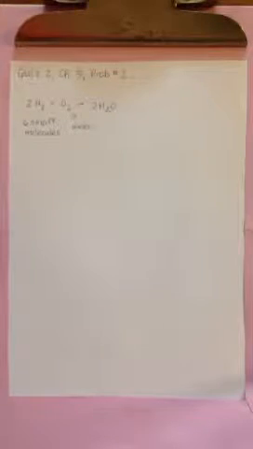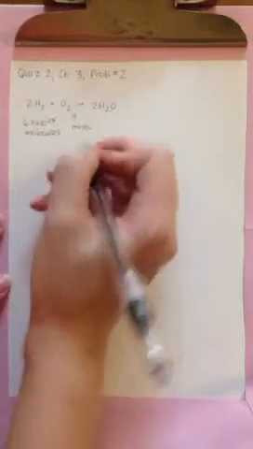This is problem number 2 from the Chapter 3 quiz from summer homework, which was the second quiz. It gives us this balanced equation. It tells us we have 6.0 times 10 to the 24th molecules. It wants to know how many molecules of O2. So I'm going to set up some stoichiometry.